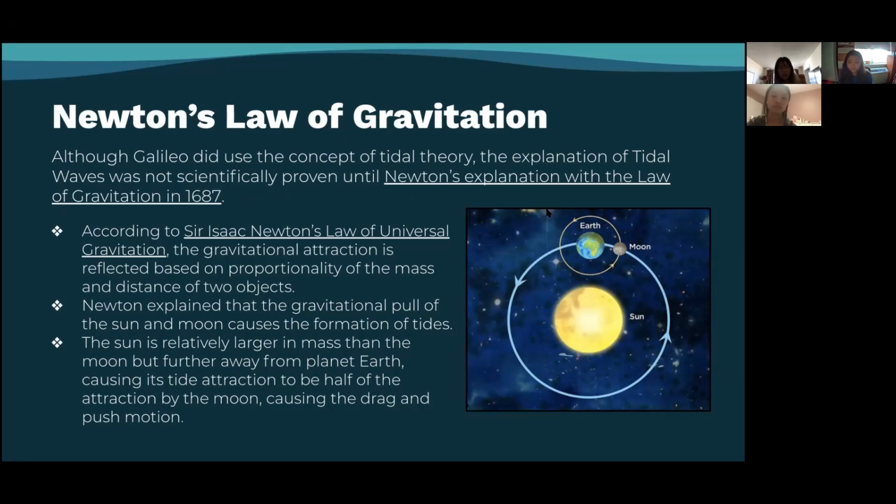Newton explained that the gravitational pull of the sun and moon causes the formation of tides. The sun is relatively larger in mass than the moon, but further away from planet Earth, causing its tide attraction to be half of the attraction by the moon, causing the drag and push motion.